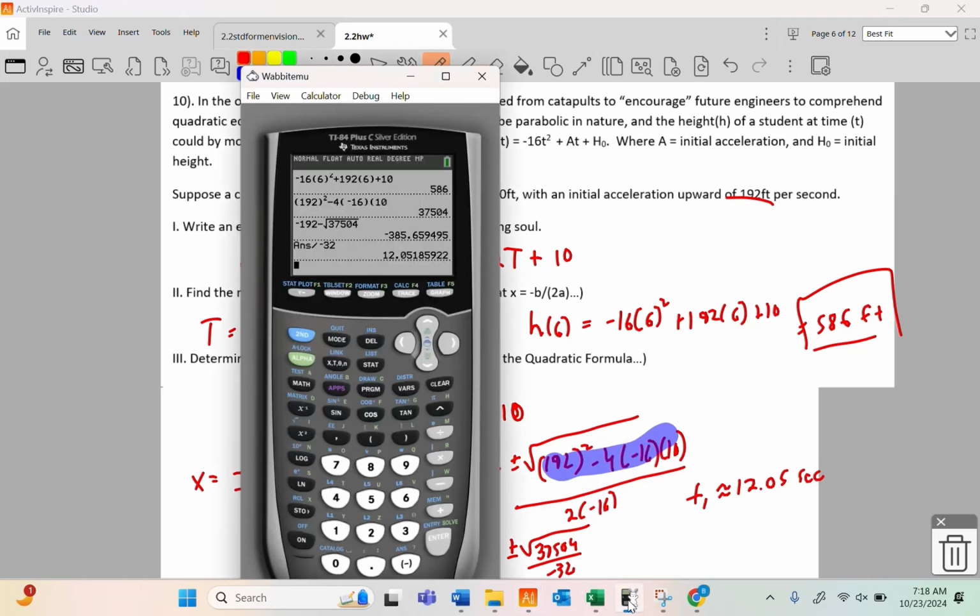What's the other one going to be? That was the minus operation. I highlighted, I pressed enter. I'll change that minus into a plus. My emulator is very slow today. Probably have too much stuff open in the background. And when I divide this one by negative 32, I'm going to get a funny answer. My other time is negative 0.05.